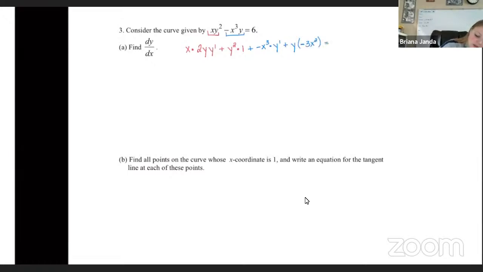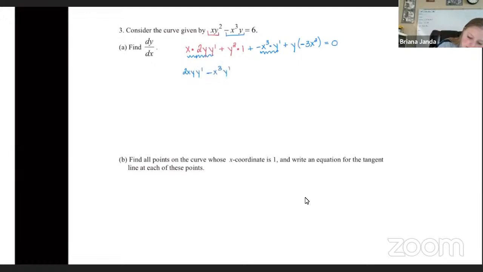And then this equals, and our derivative of 6 is going to be 0. Okay, so from here, we need to find anything that has a y prime. We've got a y prime here, and we've got a y prime here, and we want to get those onto the same side by themselves. So this 2xy y prime is going to stay on this side, and the -x cubed y prime will stay on this side.